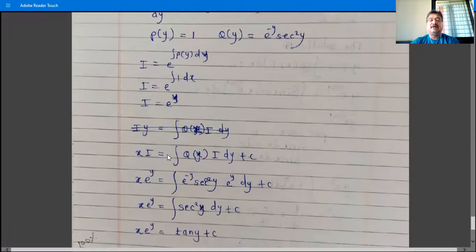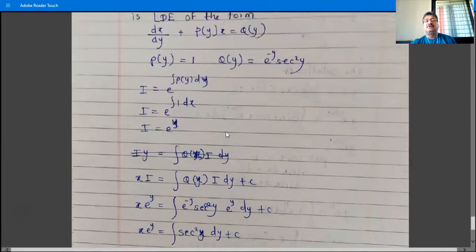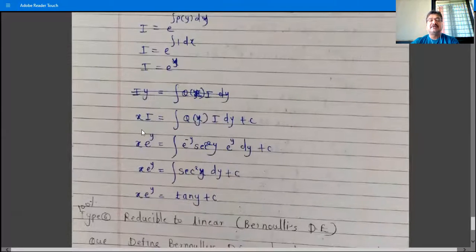Now the general solution of the given differential equation. The formula is, instead of yI, write xI is equal to integration, instead of Q(x) into I, write Q(y) into I dy plus constant. Replace x by y and y by x. So x e raised to y, the integrating factor being e raised to y, is equal to integration of Q(y).